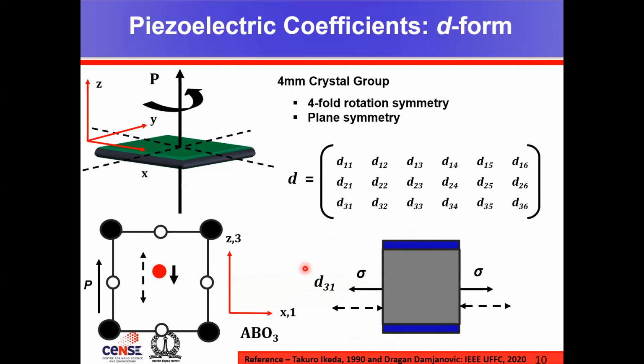And hence, the D31 coefficient cannot be zero in this particular class of material, and it is known as a transverse coefficient because we are applying stress along one axis and collecting the charge across the orthogonal axis. Now, considering the crystal symmetry, we can see that the D32 coefficient will also be a non-zero value.